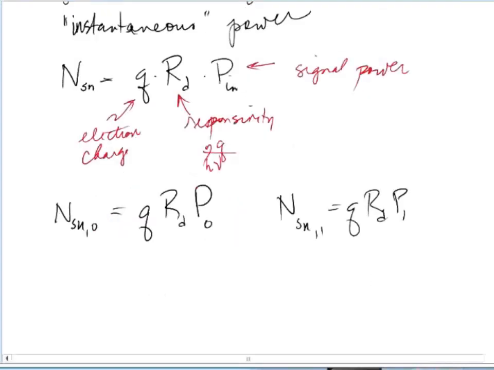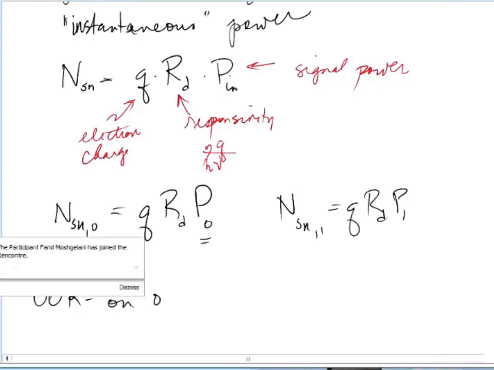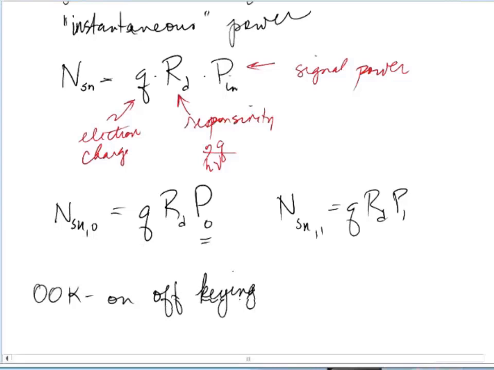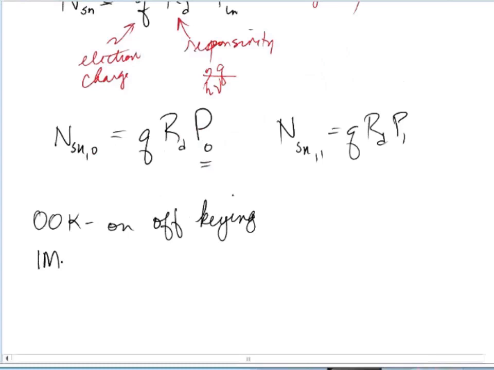In a perfect optical communication system, of course, P0, there would be, well, I'm going to talk today exclusively about on-off keying, which is also known as intensity modulation with direct detection.